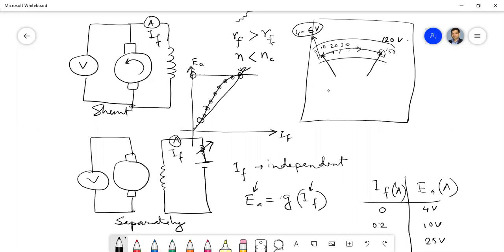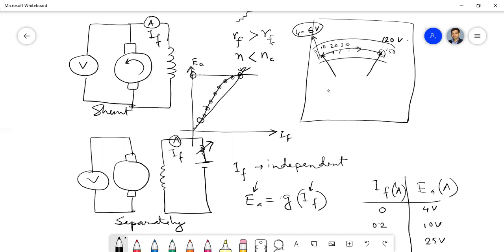Okay, so basically you see that your OCC is a scaled version of the BH curve, isn't it? So that means the BH curve is basically the property of the magnetic material. If the magnetic material remains the same, because the same machine you are operating as a separately excited generator and shunt excited generator, that means your magnetic system remains the same, the magnetic material is there. Is that clear? So magnetic material doesn't change, means the BH curve will not change. If the BH curve doesn't change, then the OCC will not change.